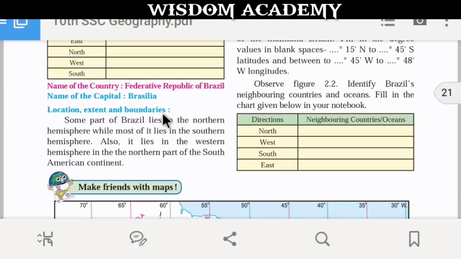Location, extent and boundaries. So let us see what are the location and extent of Brazil and boundaries of Brazil. Some part of Brazil lies in the northern hemisphere while most of it lies in the southern hemisphere. We have seen इक्वेटर ब्राजील के ऊपर से पास होता है. इक्वेटर के ऊपर जो भी जगह है that becomes northern part and equator के नीचे जो जगह है that becomes southern part.